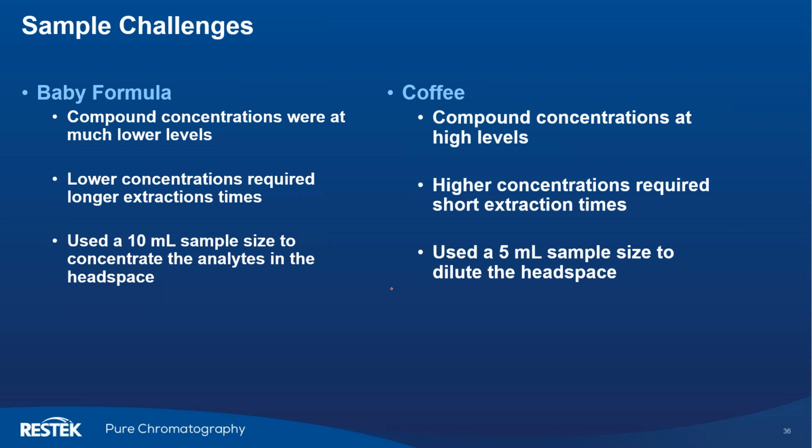And then for the coffee, right, we had compound concentrations at much higher levels. So this required shorter extraction times, right? So we didn't oversaturate the arrow and could remain in a good linear working range for our calibrations. And then we also used a 5 mL sample size for this analysis to help dilute the headspace a little bit because our samples were much higher in concentrations.